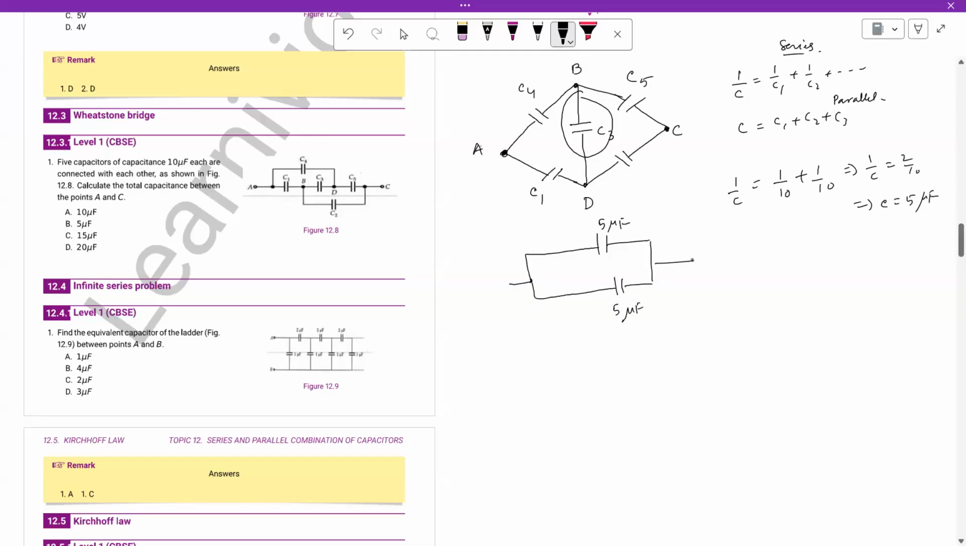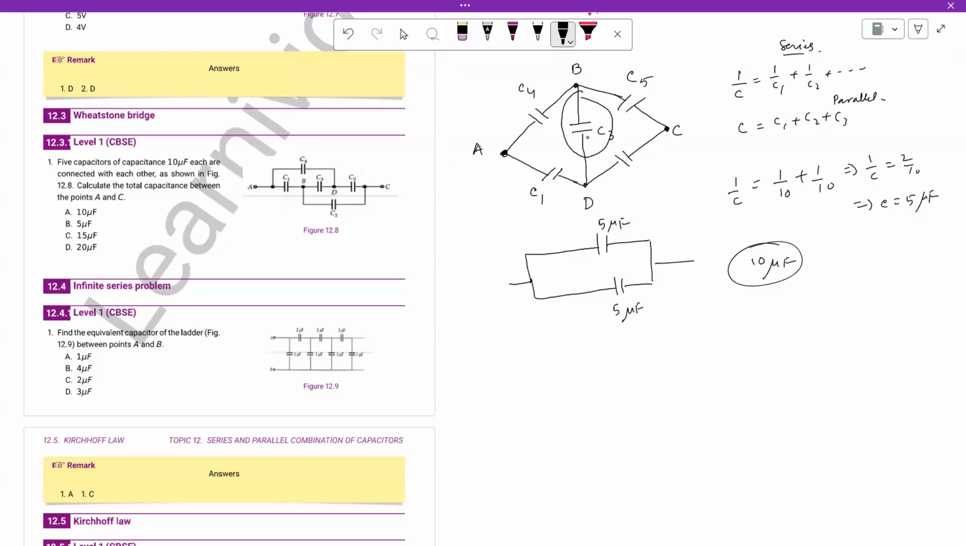So the answer will be 10 microfarad. This is the answer for this question, and now you already know how to solve it.